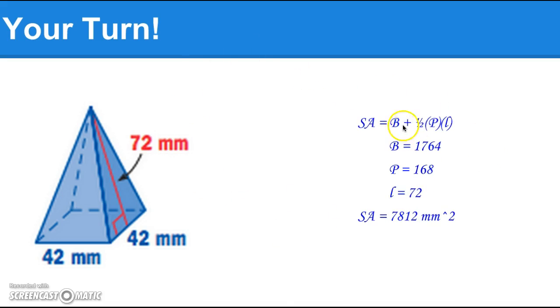Okay, so we have the formula again. Like I said, it really does help. Then I used the information here. 1,764 is the area of our base. Our perimeter, 42 times 4 is 168. The slant height of this is 72 millimeters. So then when we plug those all into our formula, we get 7,812 millimeters squared.